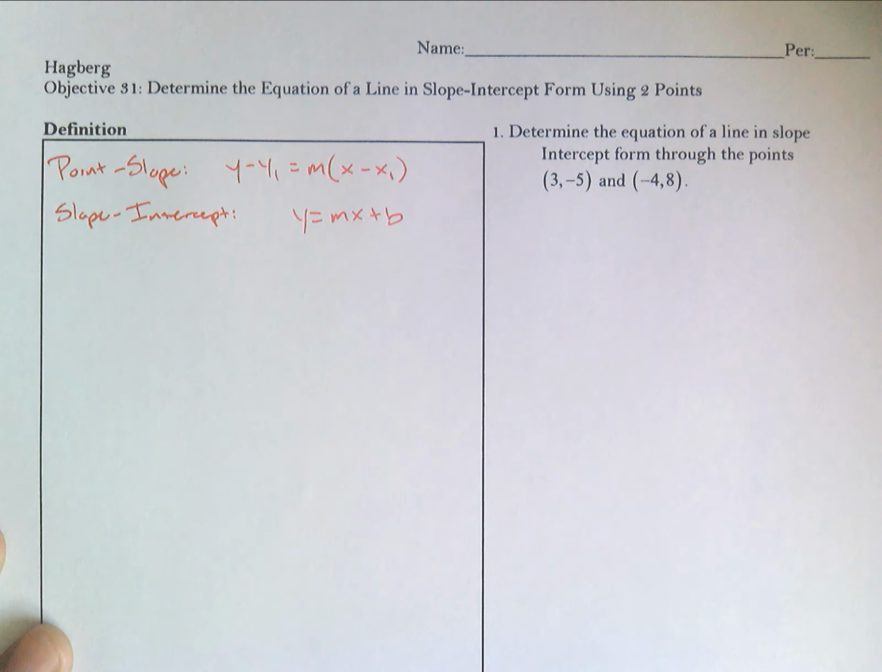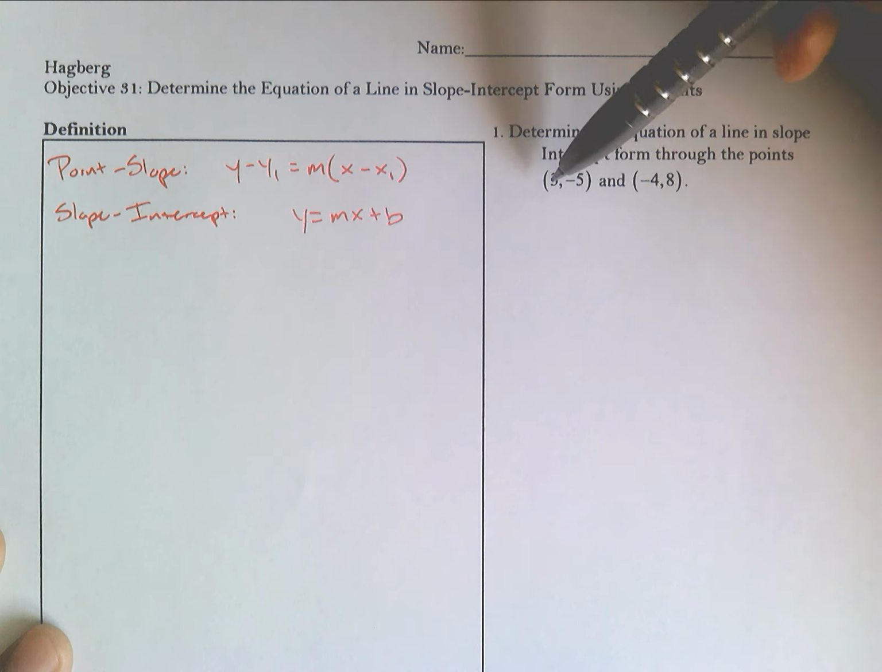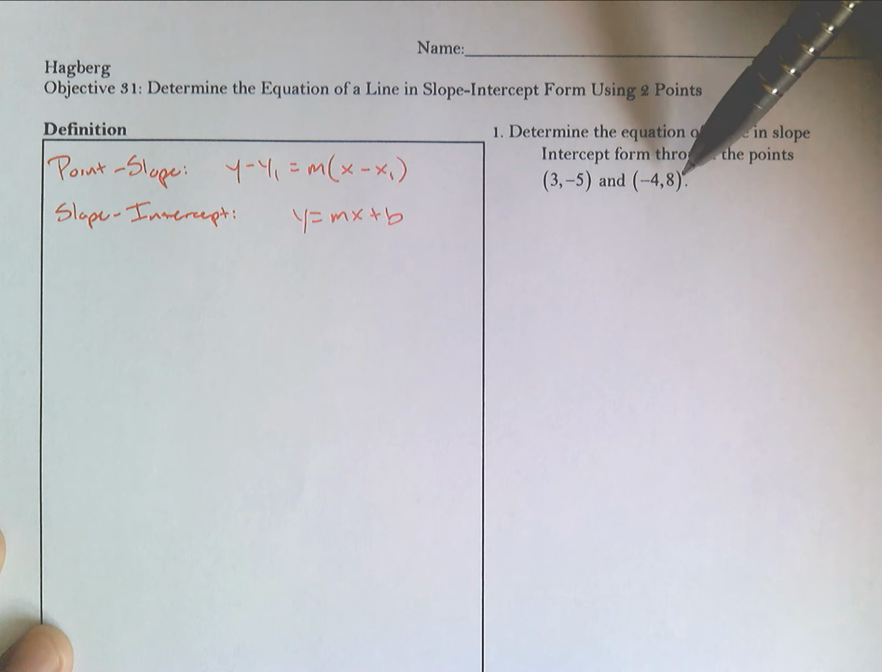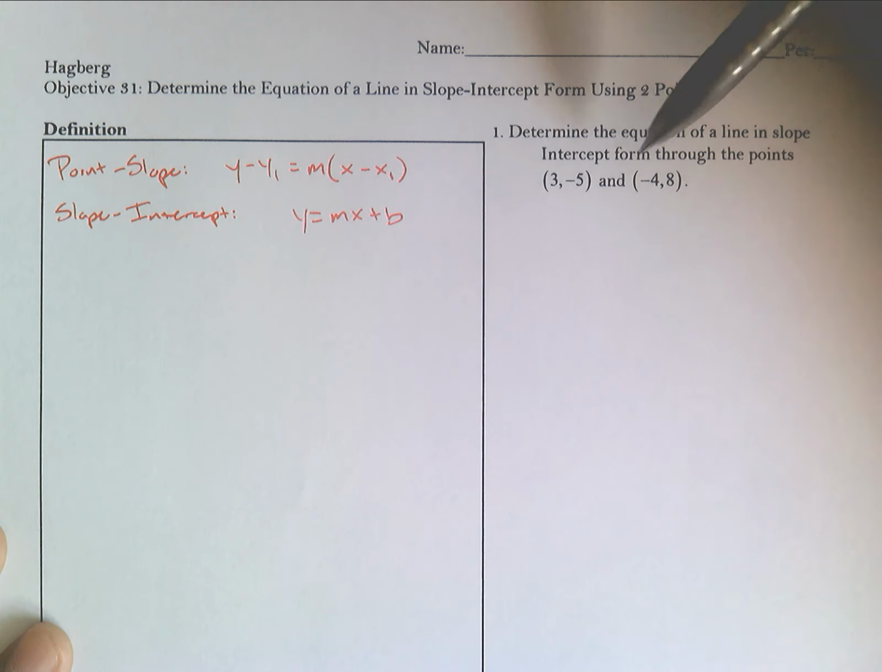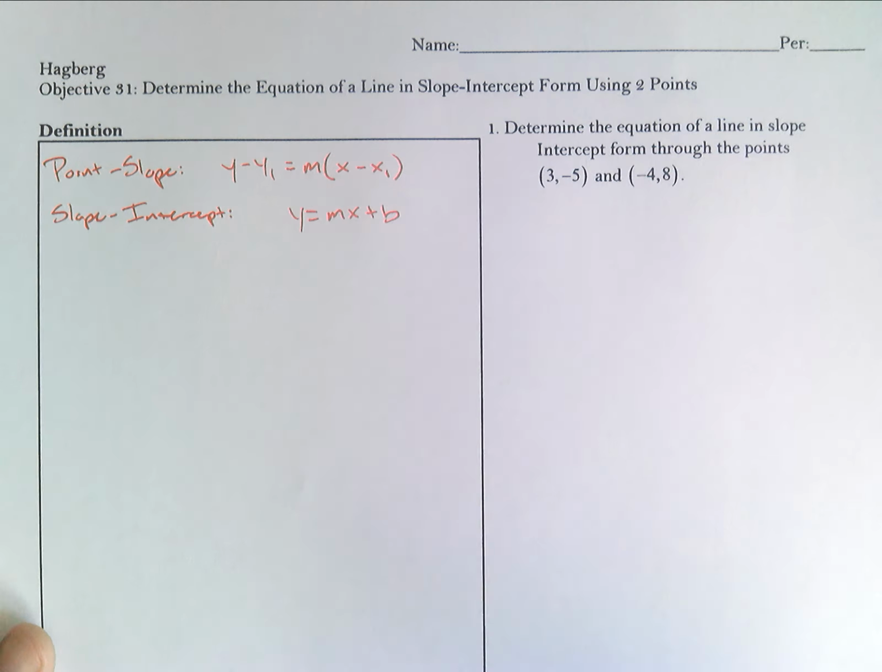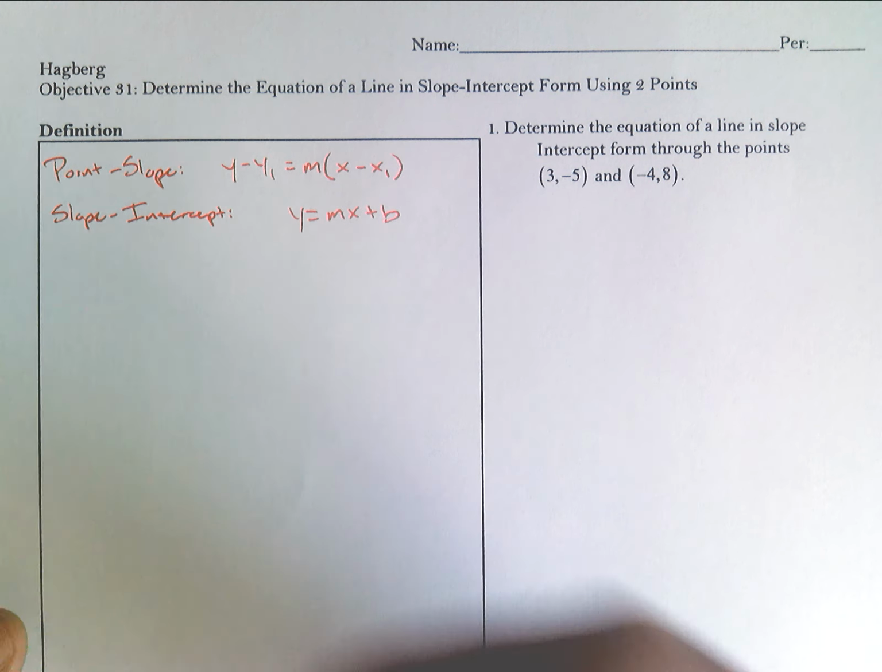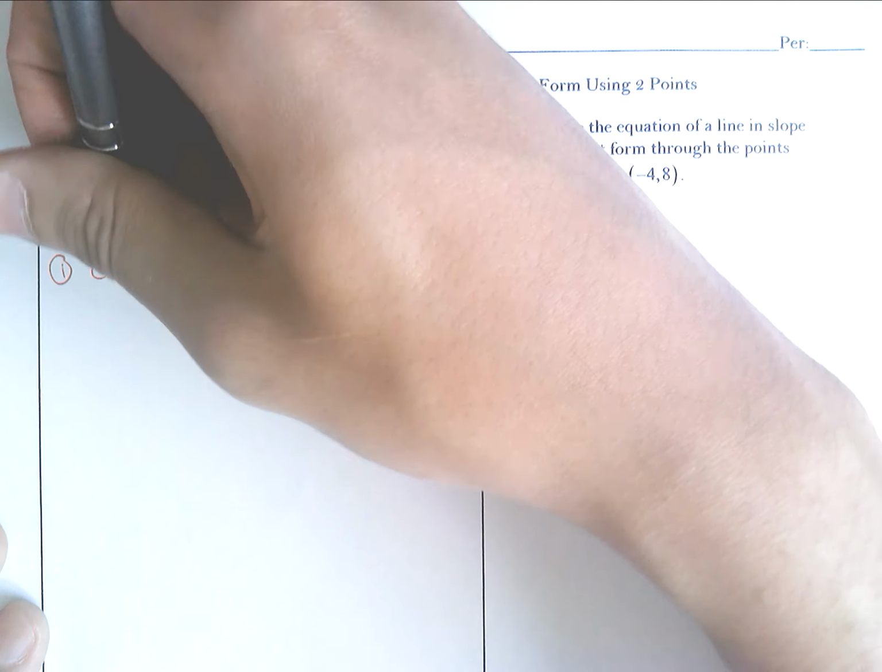So looking at this first one, here we have 2 points. We have 3, -5 and -4, 8. Neither of these are the slope. These are 2 points, and neither of these are the y-intercept. Remember, the y-intercept is where x equals 0, so that's in the form 0 and a number as an ordered pair. So in order to determine the equation, we have to, step 1, calculate the slope.